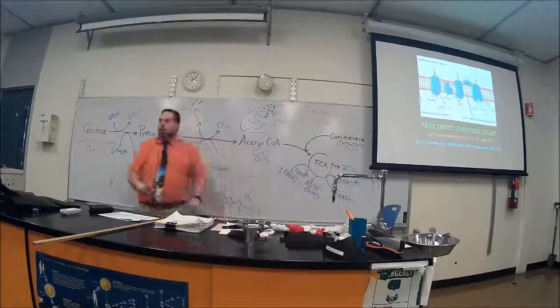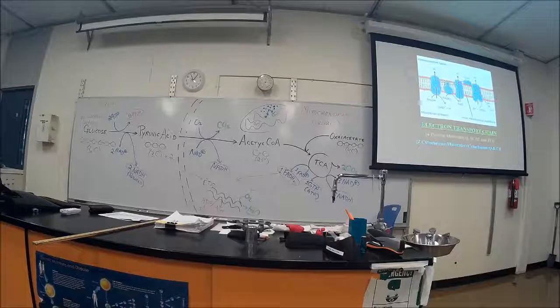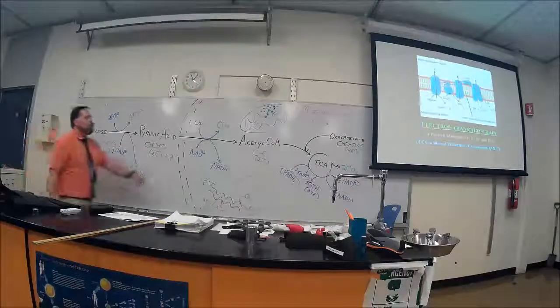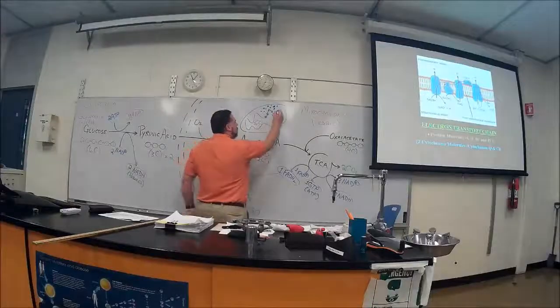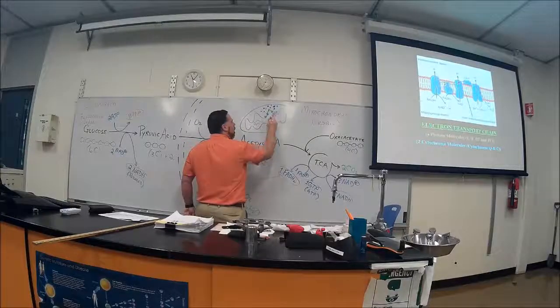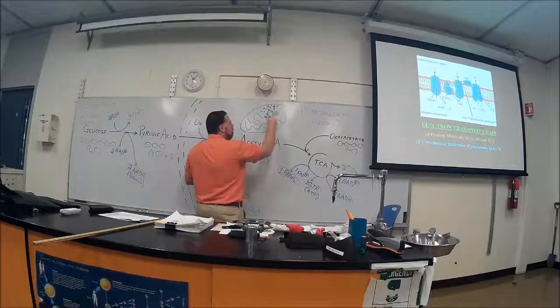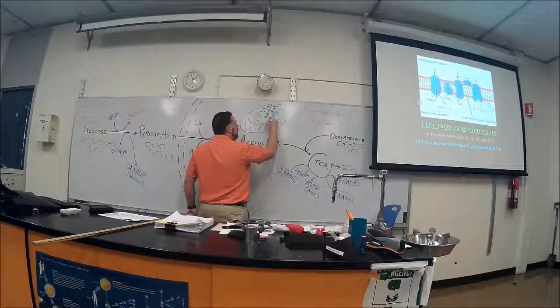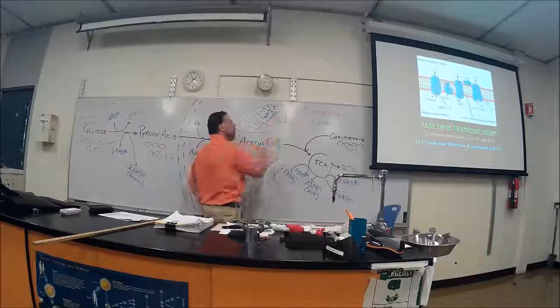you're creating a gradient. There's going to be more hydrogens out there than there is in here, and the hydrogens are going to go through this pump, and that's the synthase. You're going to take the ADP, and when a hydrogen comes over here, it powers it to make ATP.